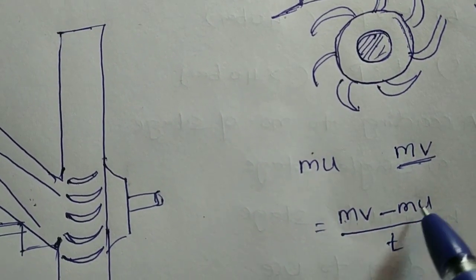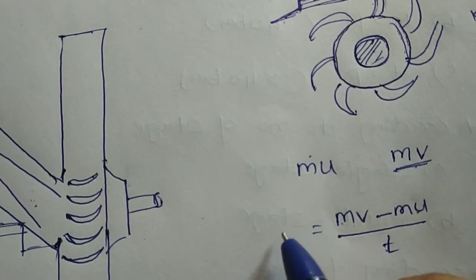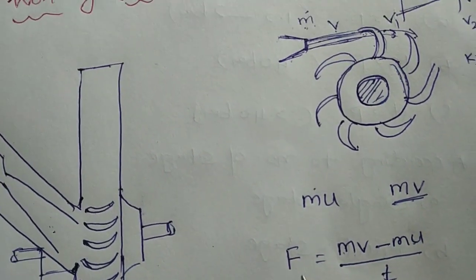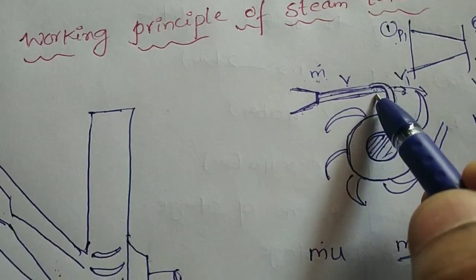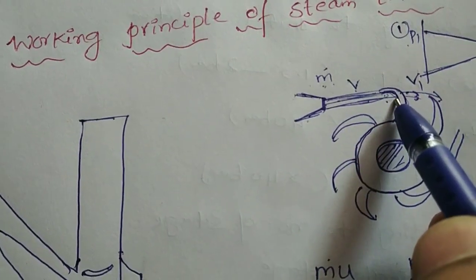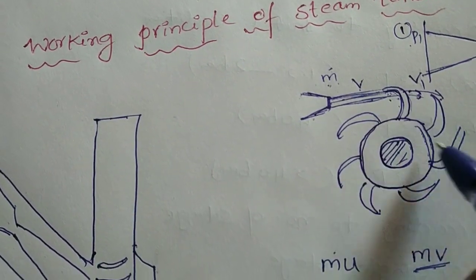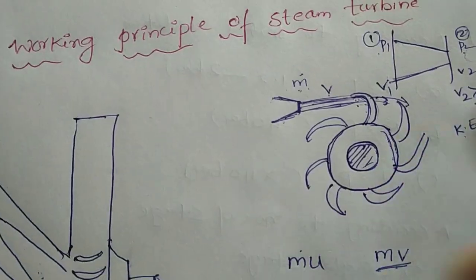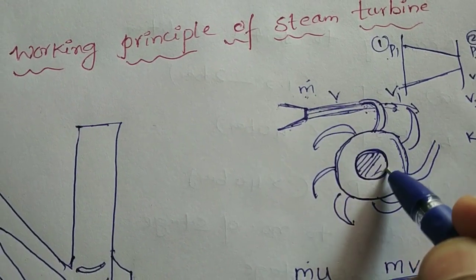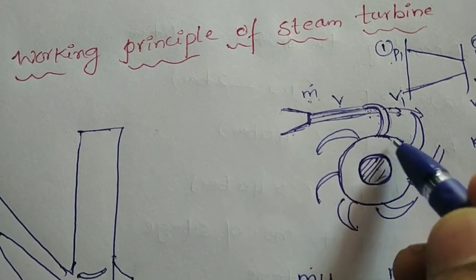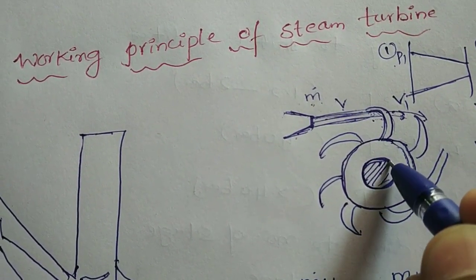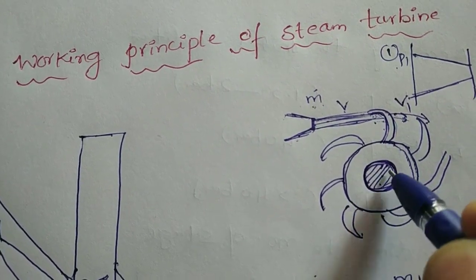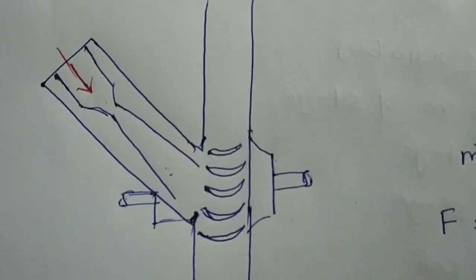Therefore, the change in momentum per given time is called force. Because of this change in momentum in a given time, the force is produced. This force pushes the blades. Therefore, the blades are rotating. As the blades are rotating, and the blade is attached to the rotor, the rotor also rotates. The rotor is attached to the shaft, therefore the shaft also rotates.